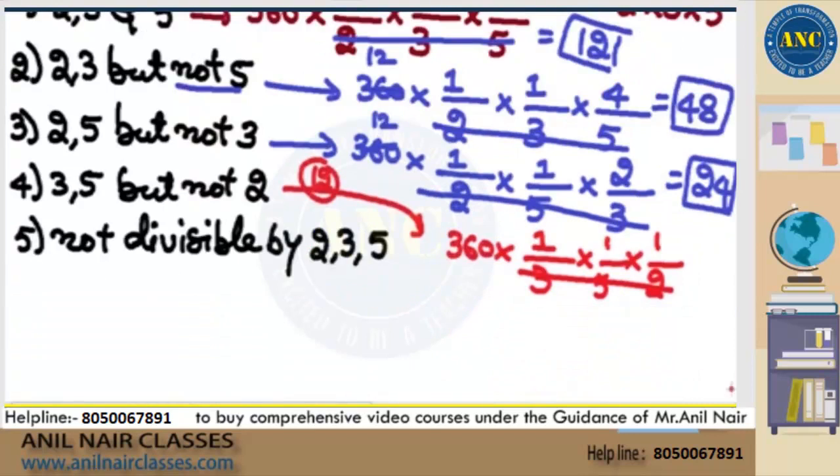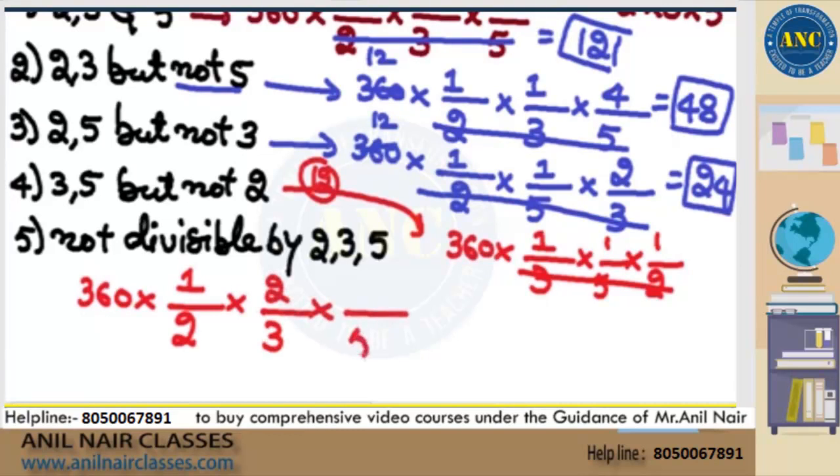Not divisible by 2, 3 and 5. Out of 360, for every 2, one number is not divisible. For every 3, 2 numbers are not divisible. For every 5, 4 numbers are not divisible. So 360 into 1 by 2 into 2 by 3 into 4 by 5. You can do divisibility, you can do non-divisibility by using this wonderful concept.